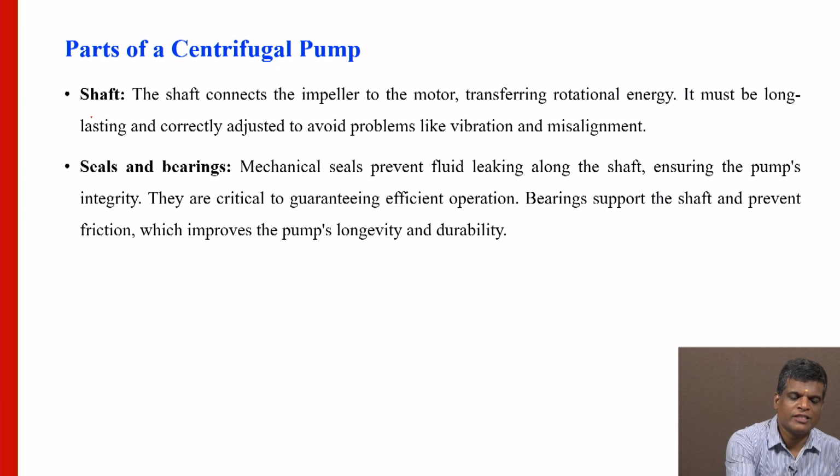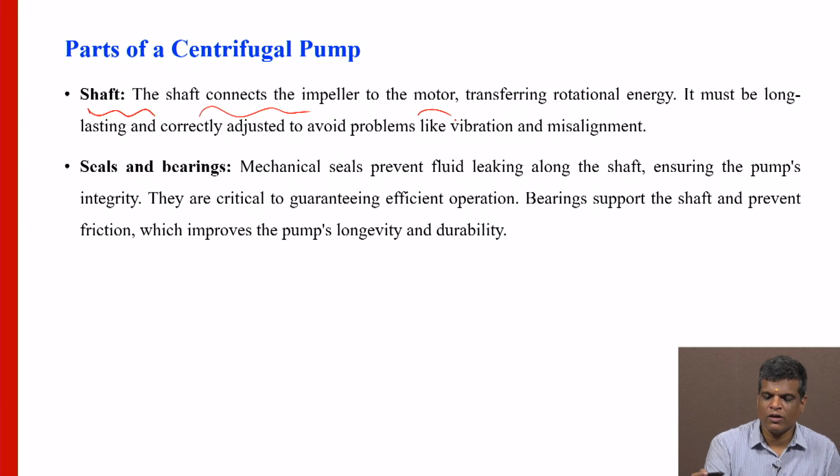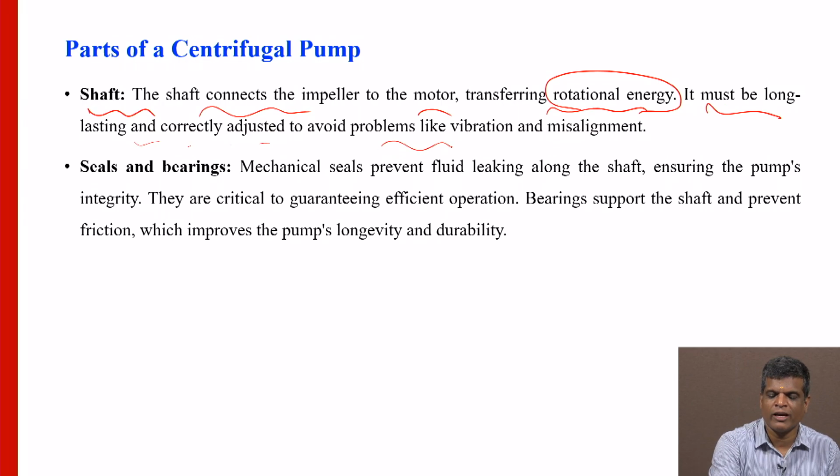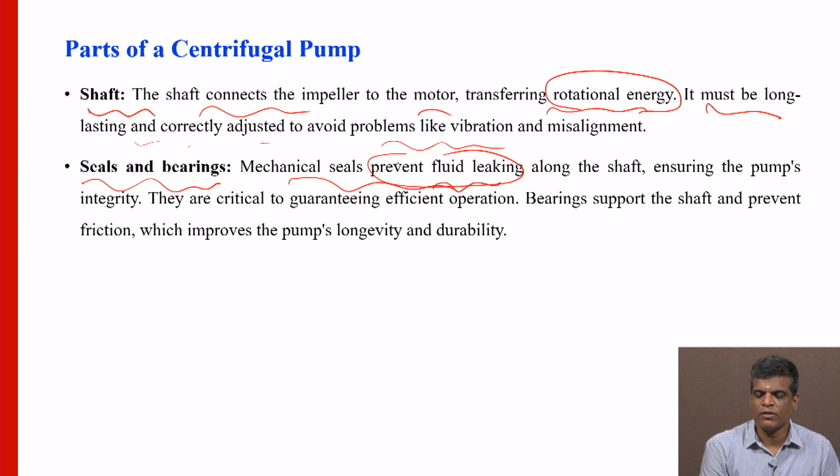There is a shaft, a crank shaft. The shaft connects the impeller to the motor, transferring the rotational energy. It's a continuous rotation. It must be long lasting and correctly aligned to avoid problems like vibration and misalignment. So there are seals and bearings. There are mechanical seals because leaking can occur. The mechanical seals prevent fluid leaking along the shaft, ensuring the pump's integrity here.